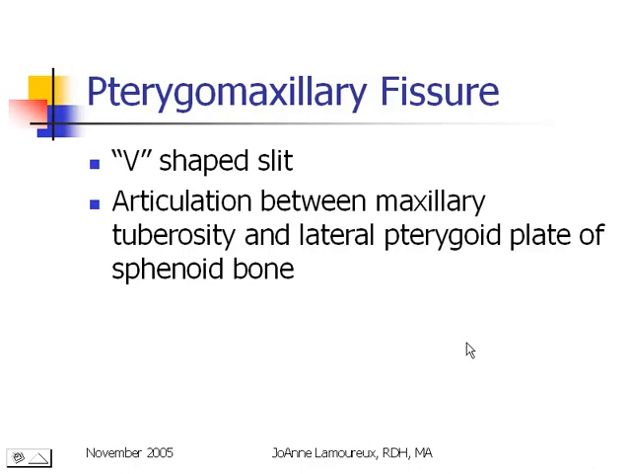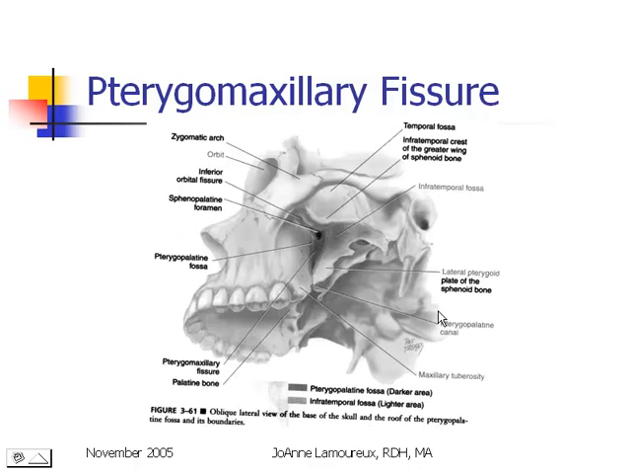But the words say that the pterygomaxillary fissure is a V-shaped slit where the maxillary tuberosity joins the lateral pterygoid plate. So here is the maxillary tuberosity. This is that infratemporal surface of the maxilla that I pointed out before. This is the location approximately of the posterior superior alveolar foramina. So the maxilla joins this piece of the sphenoid bone. This is called the lateral pterygoid plate.